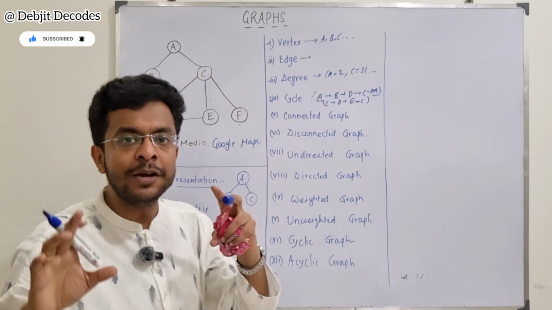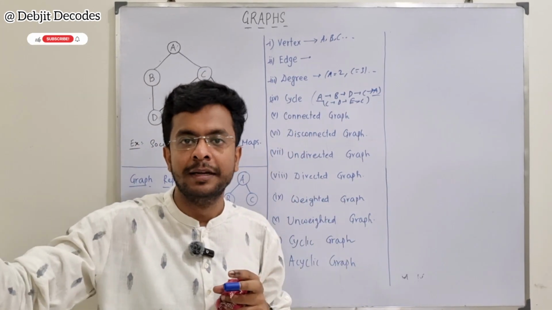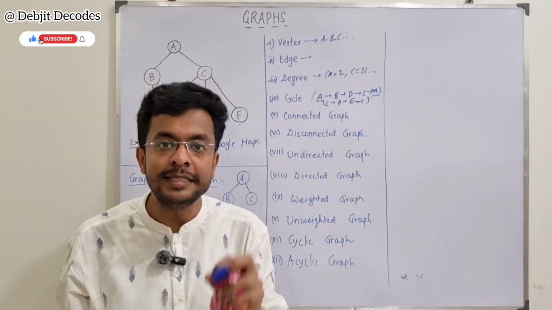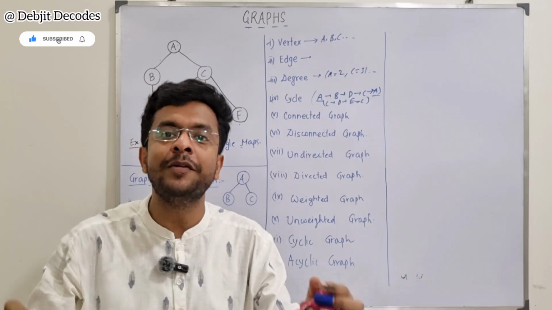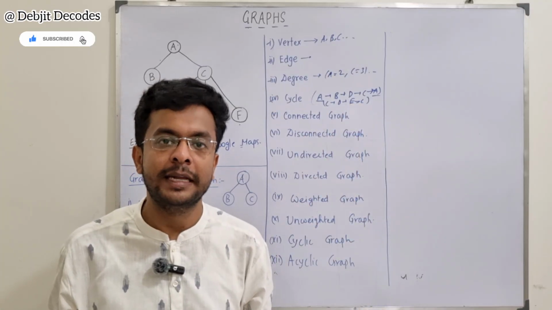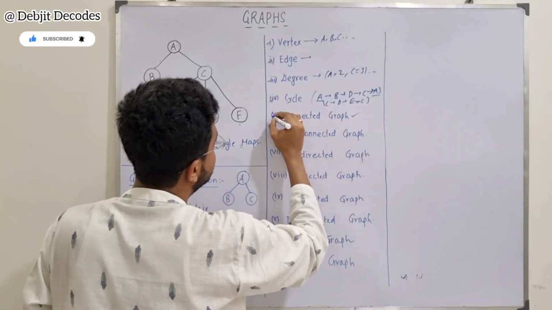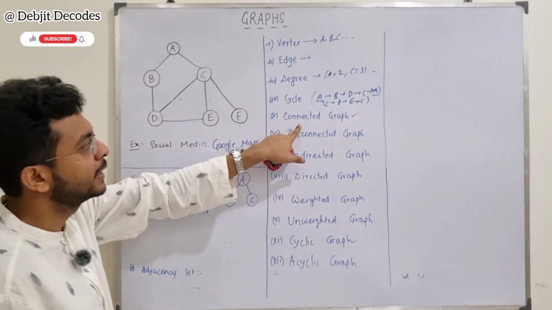So when all the vertices are connected, it's not that there has to be a direct path from A to F. It's not like that. It's just that you need to reach all other vertices from any vertex. That is the concept. So if you see this graph, this is a connected graph. That is the meaning of a connected graph.